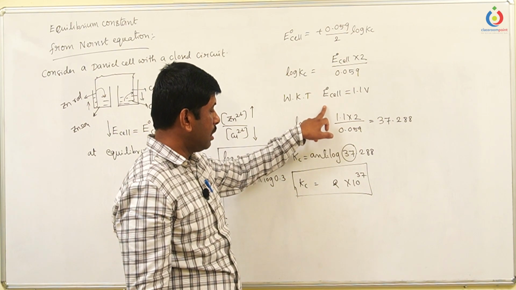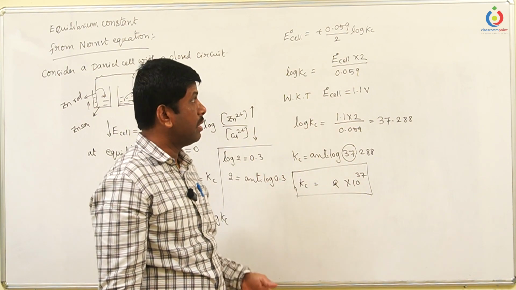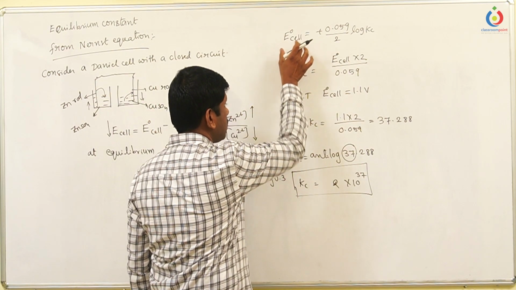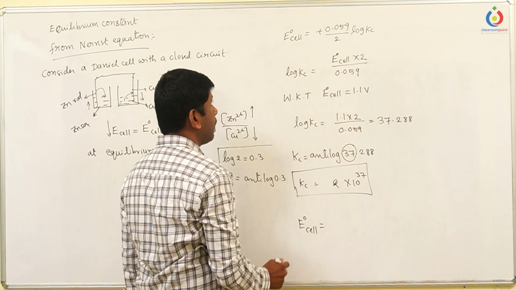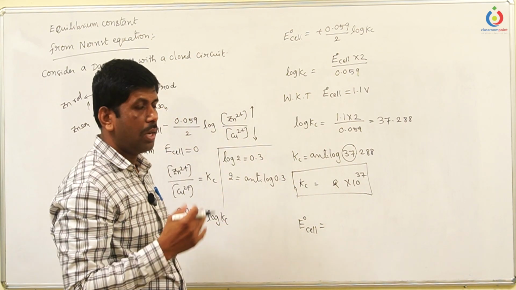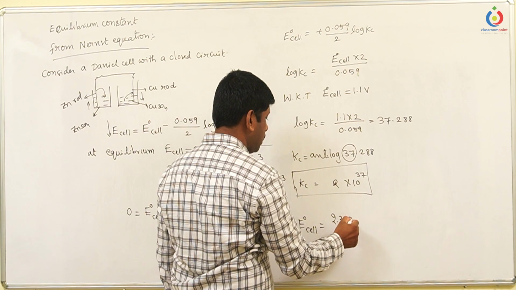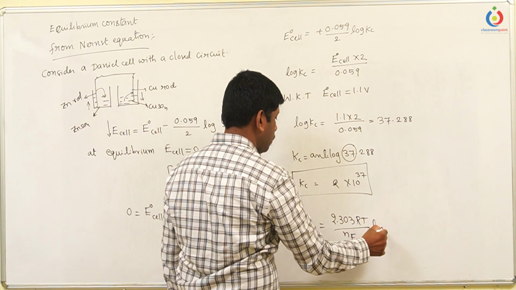Since we know the E0 cell value, we applied it like this. For general equations other than the Daniell cell, how to apply the E0 cell value for the equilibrium constant, let us take this equation. E0 cell is equal to, you can take 0.059 at 298 kelvins for all cells, or else you can take the normal equation also, that is 2.303 RT by nF into log Kc.